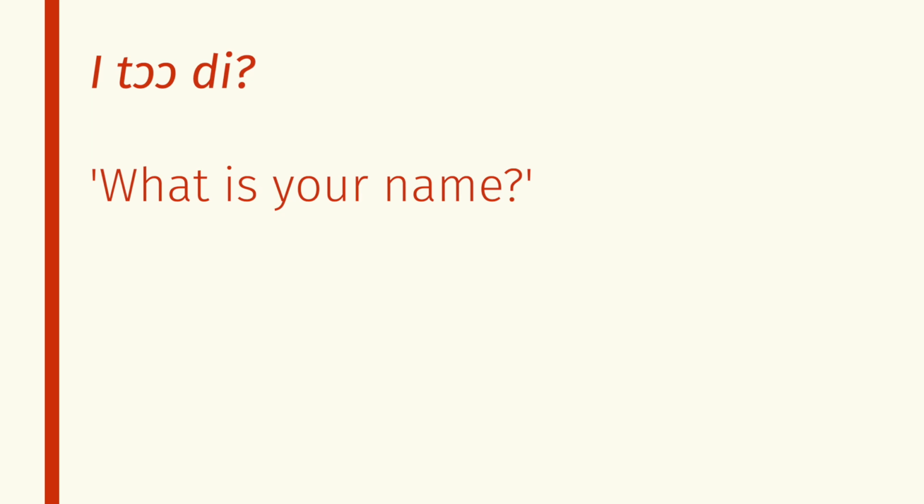Next we have I, which you already learned as part of greetings. It means you in the singular. When we combine I and to, then we get a possessive noun phrase that simply means your name. The word di means how. So put all together, we have a single sentence that looks and can be broken down like this: itodi, meaning your name, how. Or more colloquially, what is your name?